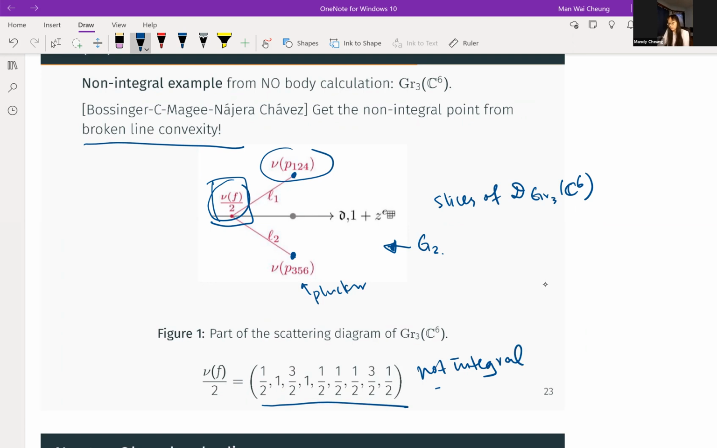And you know, this example was found just using computer, people know that they need to carry that rational point. But you can see that by putting all those things in this scattering diagram and Bokenite convexity, we can fully explain why this rational point is necessary in the setup.